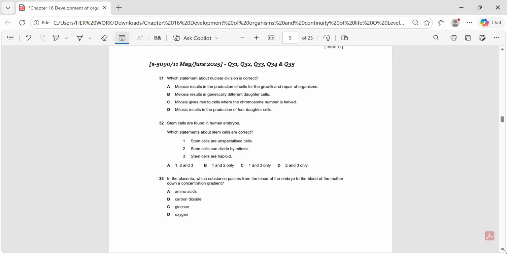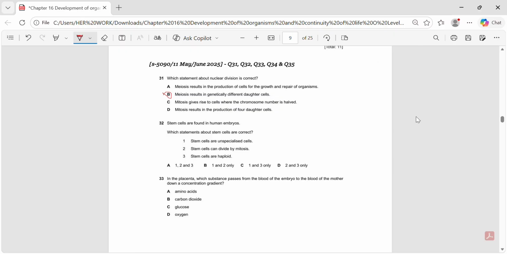Now we are back to MCQs. The first one says, which statement about nuclear division is correct? Now, meiosis produces variation because the daughter cells are not identical, which is important for sexual reproduction, so, the correct answer is B, meiosis results in genetically different daughter cells.